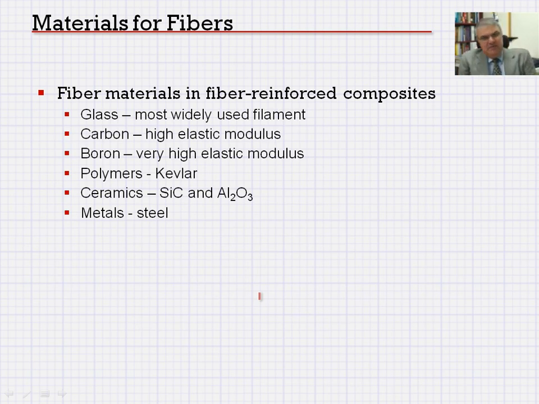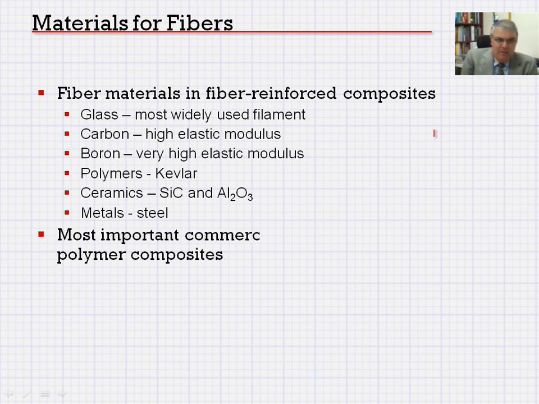What are some of the materials that we use for fibers? We use glass, carbon, boron, polymers, including Kevlar, ceramics, and metals. Fiber materials in fiber reinforced composites could be any of these depending on the strength, application, and the desired properties.